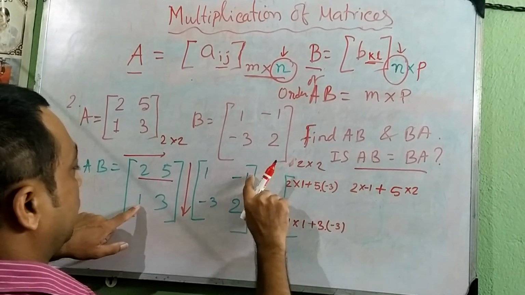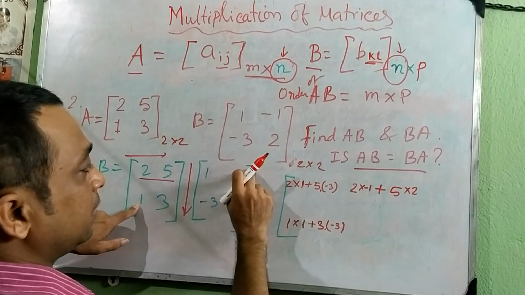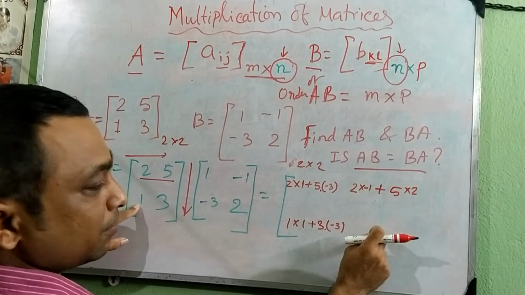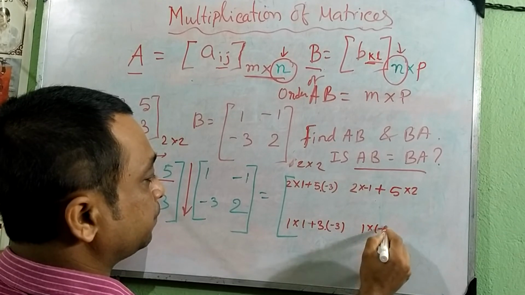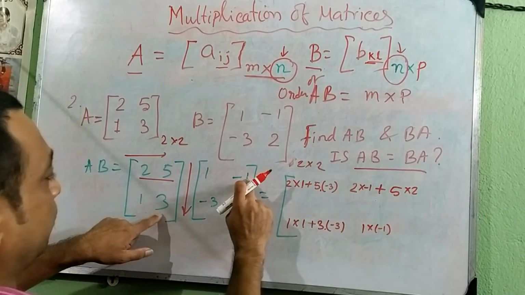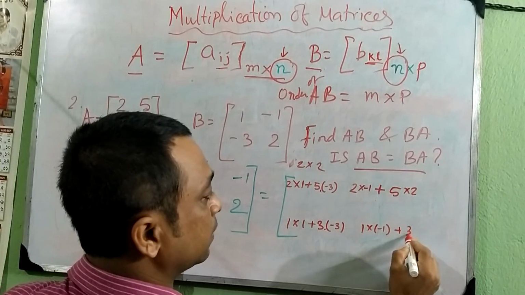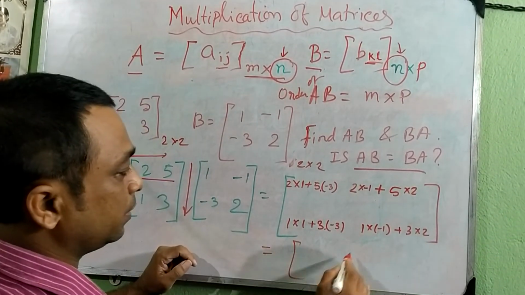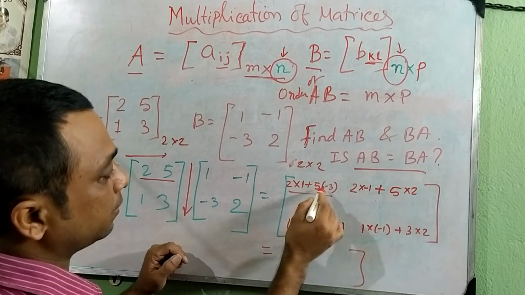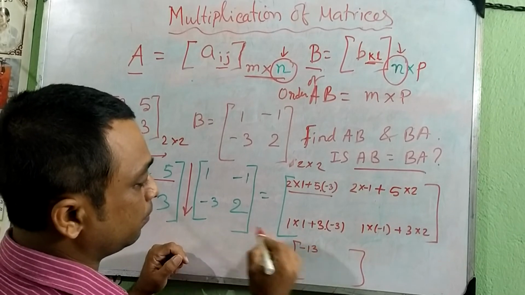Now again, 1 into minus 1, where we are starting the second column, so it will be in the second column. So 1 into minus 1, plus 3 into 2. What will be the answer? You can see minus 15 plus 2, minus 13.